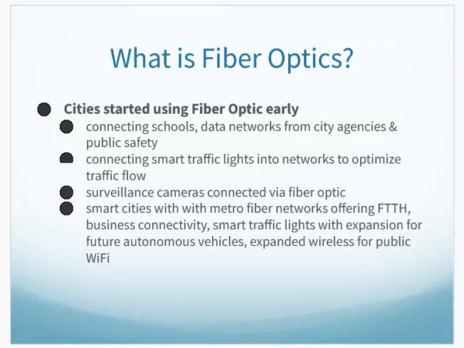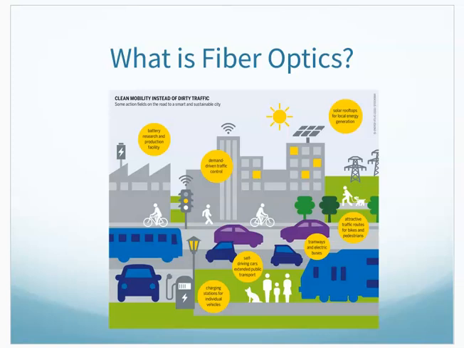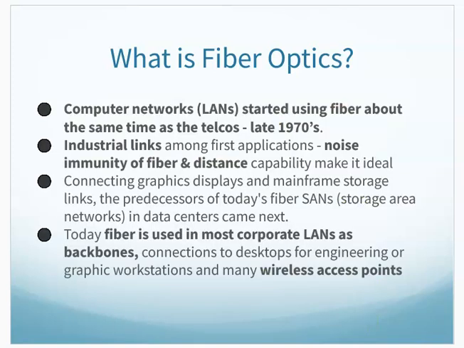Cities started using fiber optic early, connecting government buildings, schools, city agencies, public safety, fire, ambulance, that sort of thing. And some cities are even using fiber optic to connect cameras out at intersections. And in some places, smart cities have connections to traffic lights, moving data out to the traffic light and also data back from the traffic light to start organizing better traffic flow, that sort of thing. So a lot of things in a city have migrated over to fiber optic as well. And this is showing the idea of a smart city, all the different things that are connected in. Many of these are now connected with fiber optic.